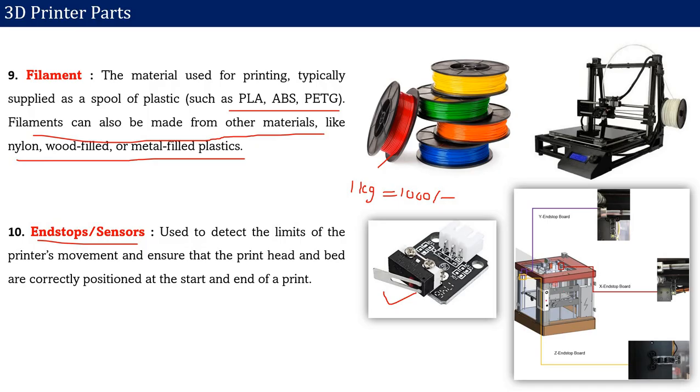During the movement of the bed and the nozzle, we have the stops here. End stops help us limit the movement of the printer. To sense this movement limit, we have the sensor. So we call these end stops.